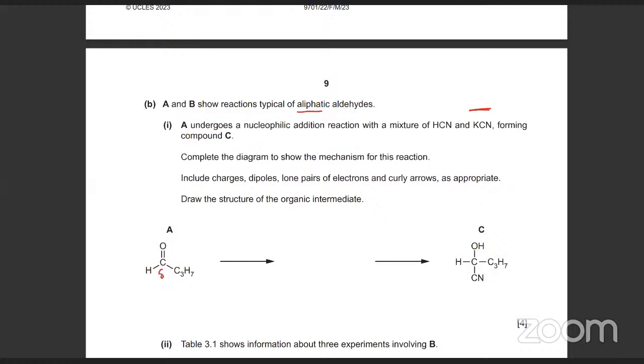So draw everything exactly the same. You've got a carbon positive, a partial negative oxygen, and a CN minus coming in with its lone pairs, show the lone pairs. Then the CN will bond with the carbon. There is C3H7 on this side. The oxygen will be repelled, and in the next step, the H from the HCN will join and it will form OH.